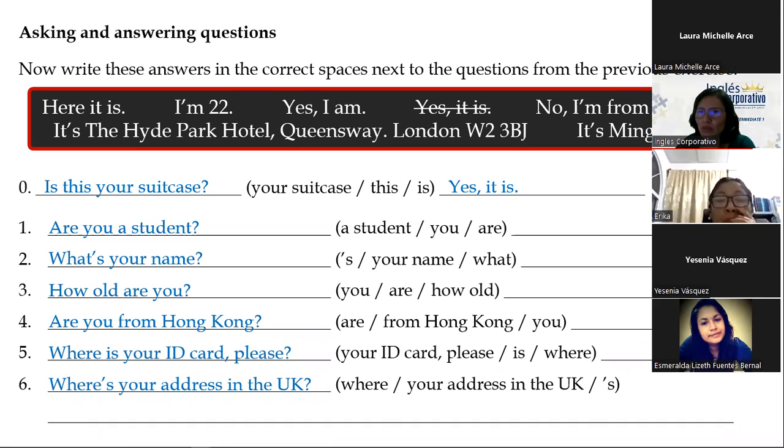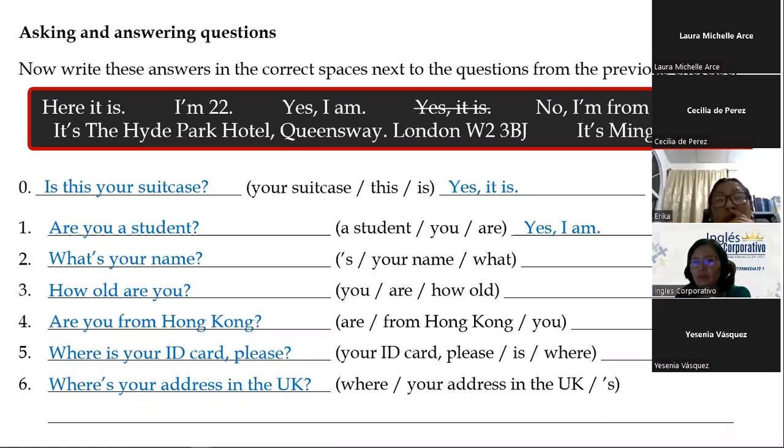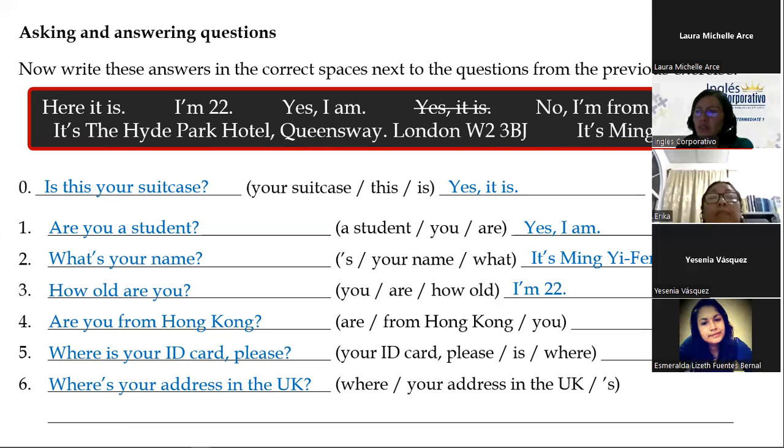Todas las selecciones que tenemos aquí, Laura? Yes, I am. Okay, very good. Oops, ya les di la siguiente. What's your name? It's Min Yi Feng. I don't know how to pronounce it, but how old are you? I'm 22. Very good.